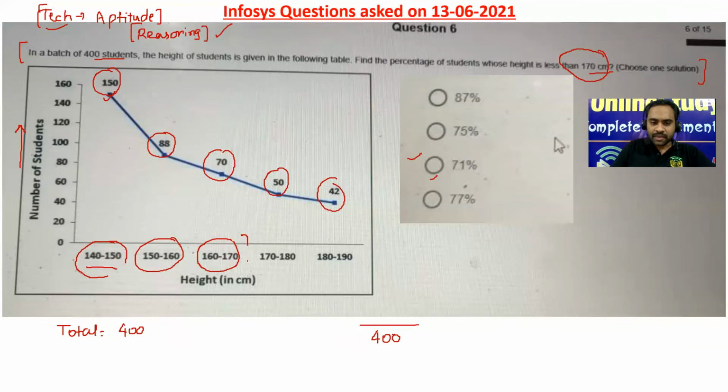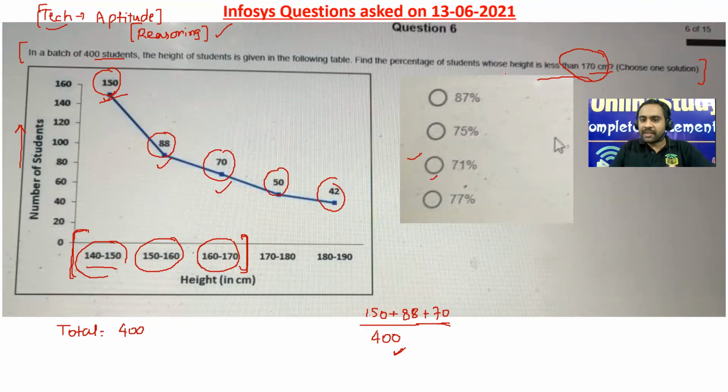Now friends, from here till here, these are the people whose height is less than 170 centimeter. So I will write 150 plus 88 plus 70. The total is 400. Out of that, 150 students have height between 140 to 150, between 150 to 160 we have 88 students, and 160 to 170 we have 70 students, right? And all these heights are less than 170. See, these 50 students' height is more than 170, and these 42 are more than 180.